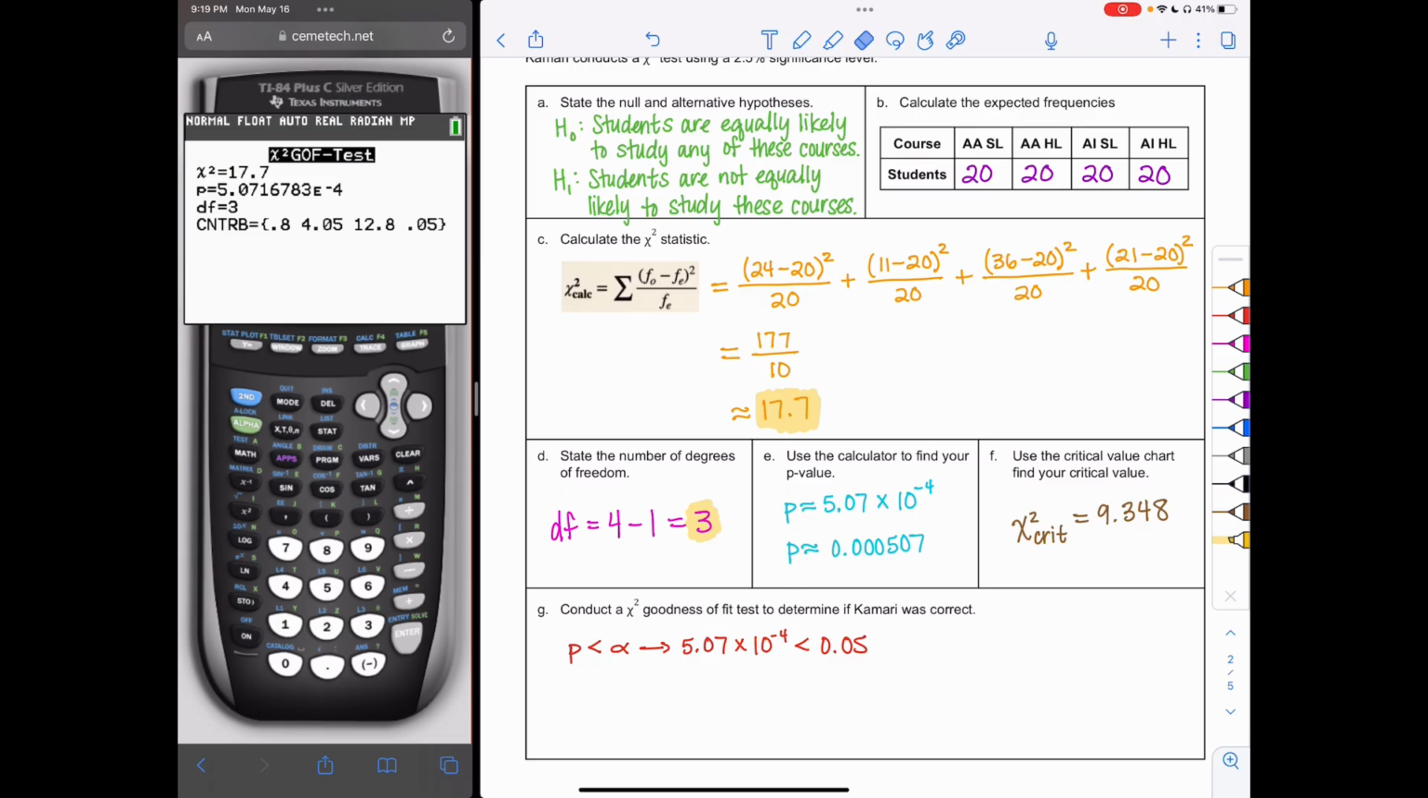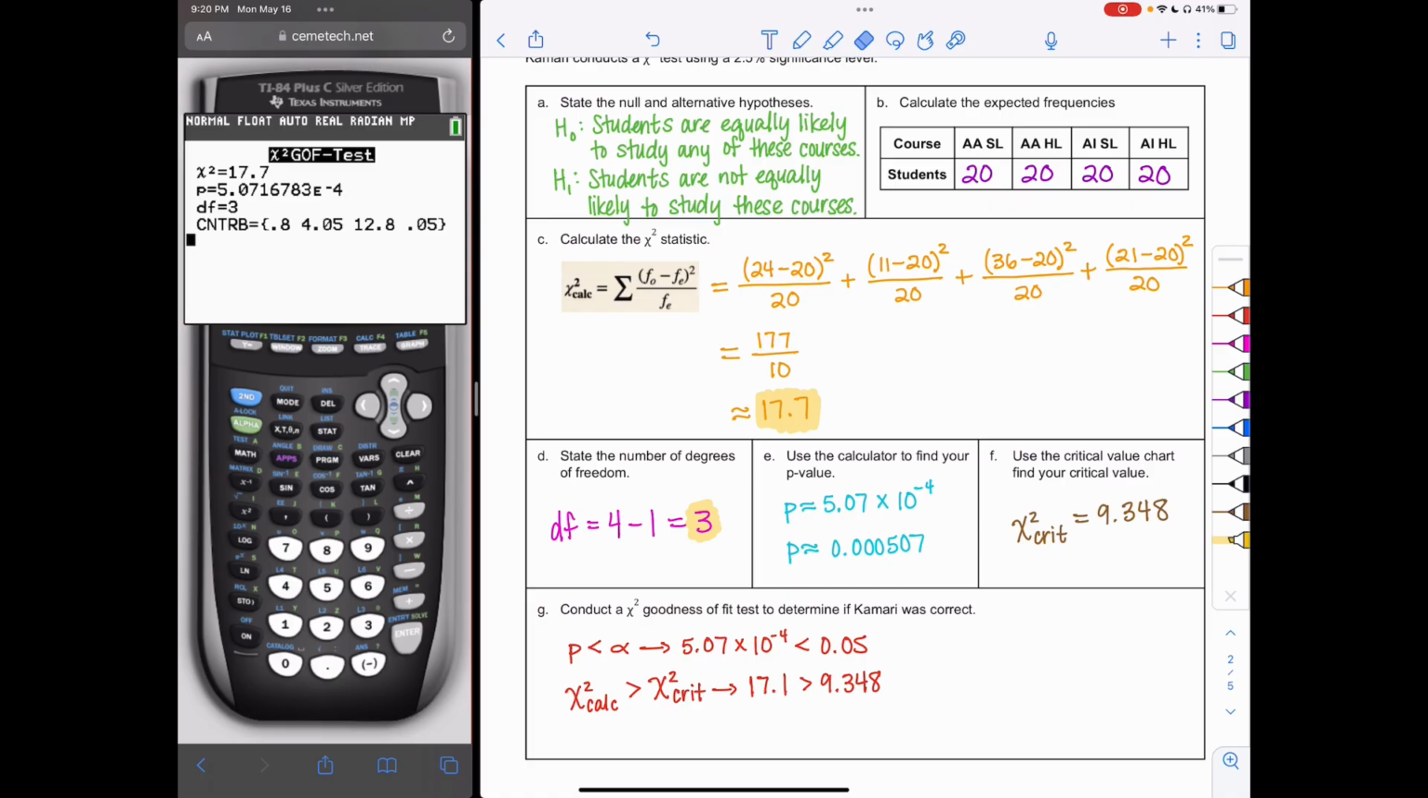And if we want to look at it from the standpoint of our chi-square calculation and our chi-square critical value, we will be able to see that our chi-square statistic is greater than the critical value, because 17.1 is greater than 9.348.